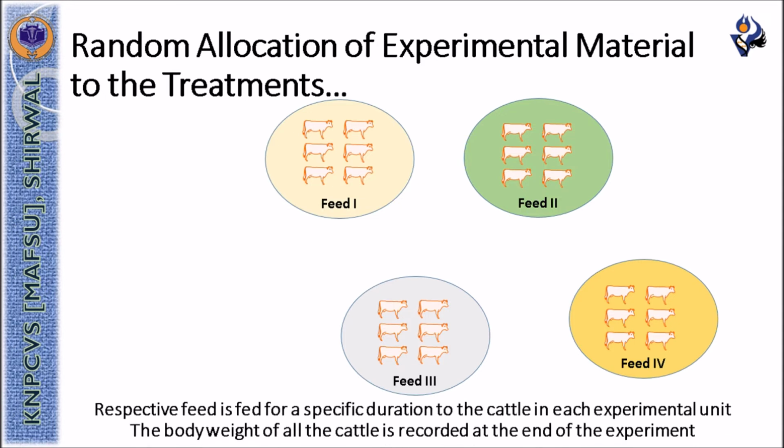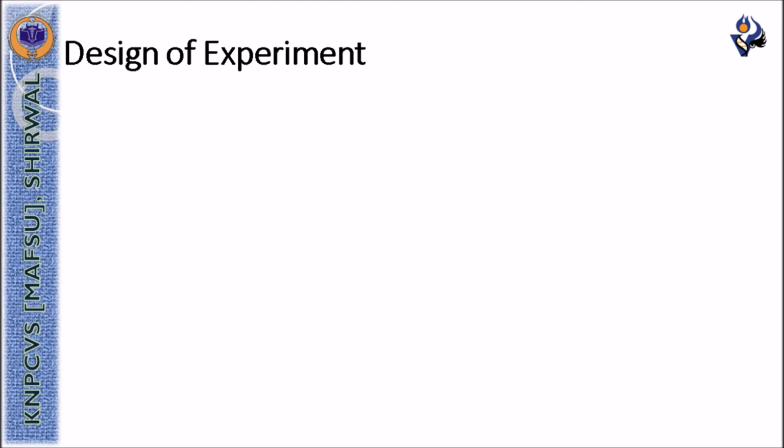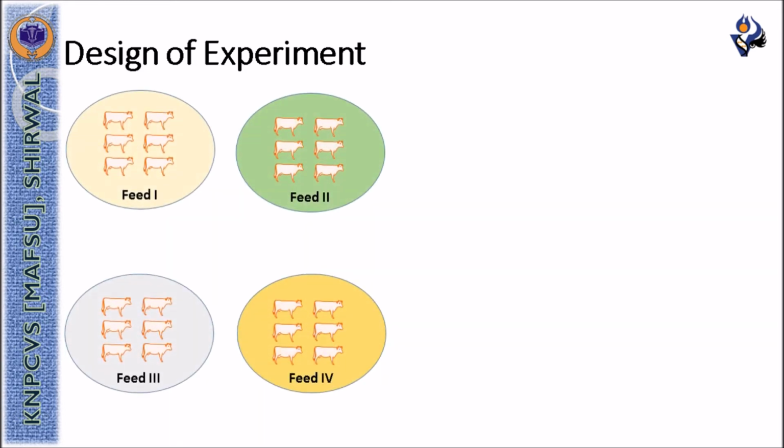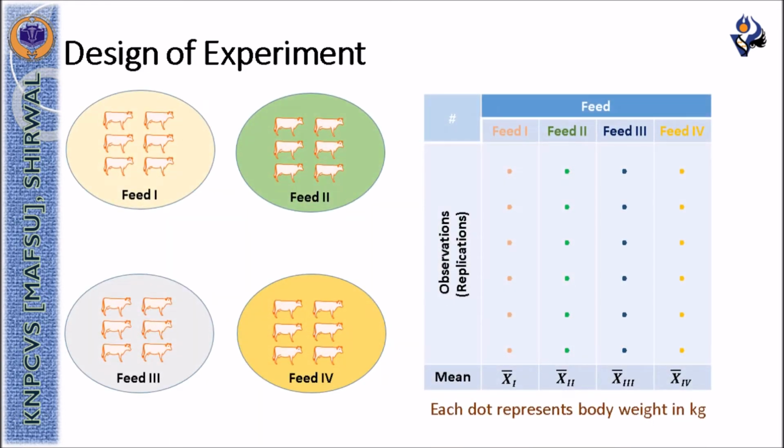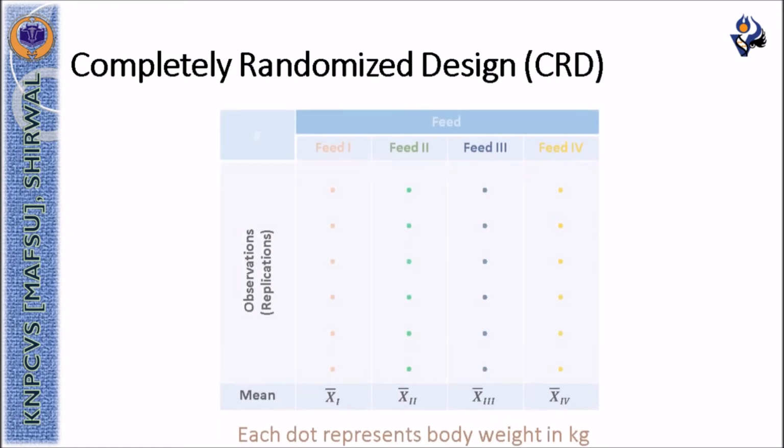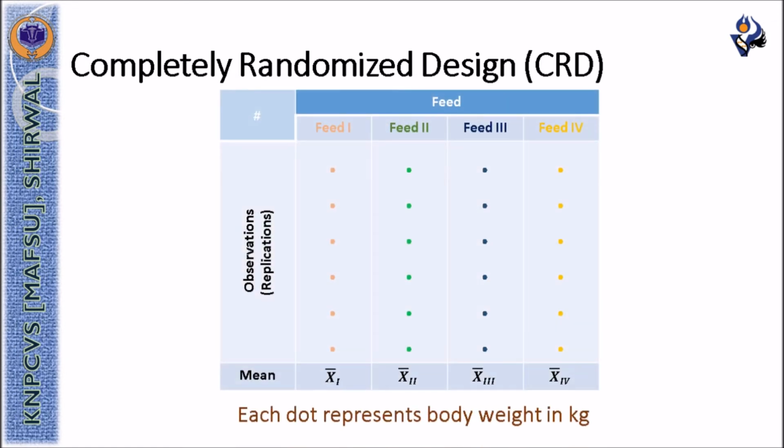The respective feed is fed for a specific duration to the cattle in each experimental unit, and the body weight of all the cattle will be recorded at the end of the experiment. This particular design can be plotted in a tabular form, where each dot is representing body weight in kilograms.